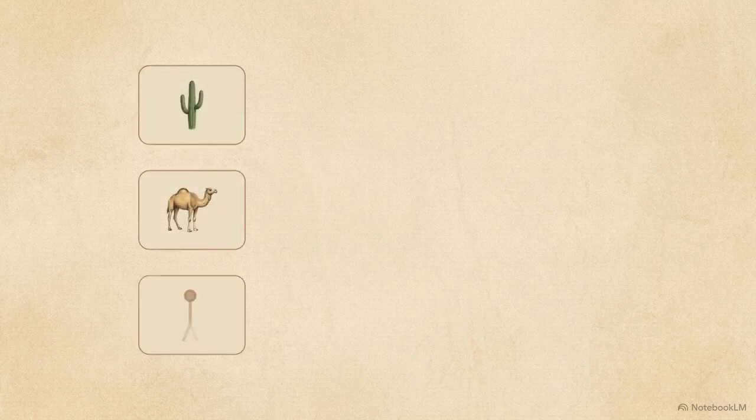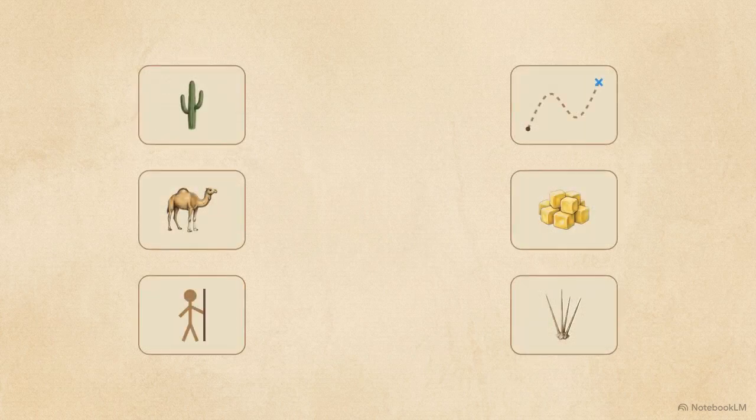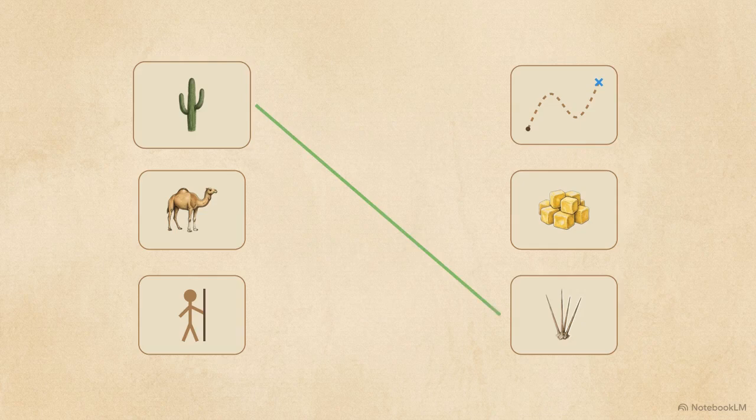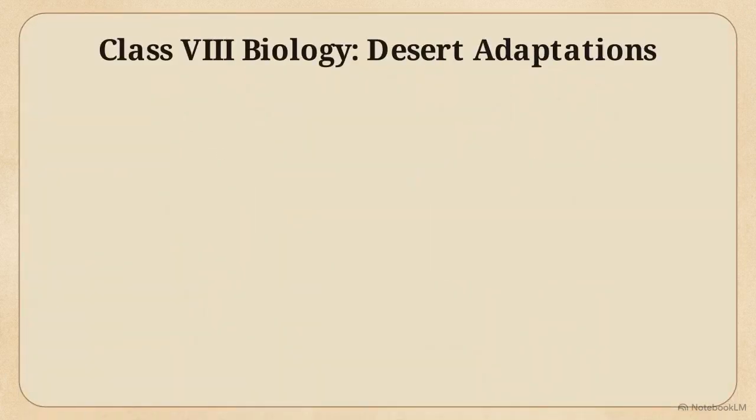Let's test what we've covered with a quick matching quiz. Look at column A with the saguaro, camel, and bushman, and match them to the correct adaptations in column B. The saguaro matches with the waxy stem and spines. The camel pairs with the fat-storing hump, and the bushmen match with the nomadic lifestyle.